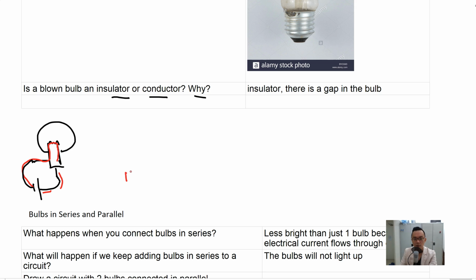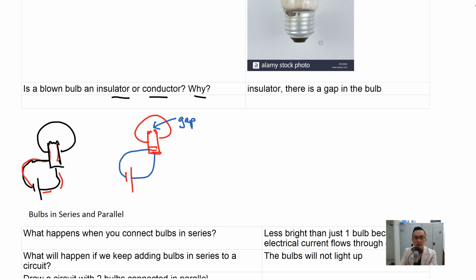But let's say for a blown bulb, how would it look like? So this is a blown bulb. This is a bulb, and the filament is blown. So there is a gap in the circuit.